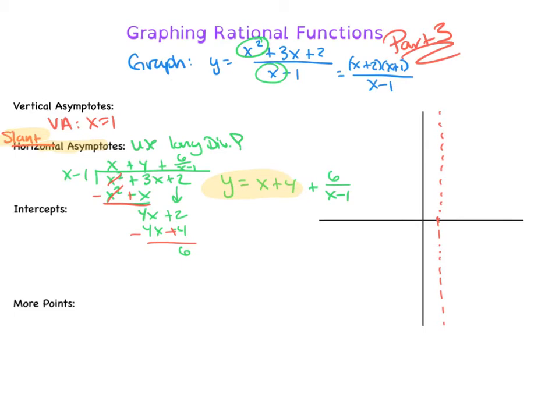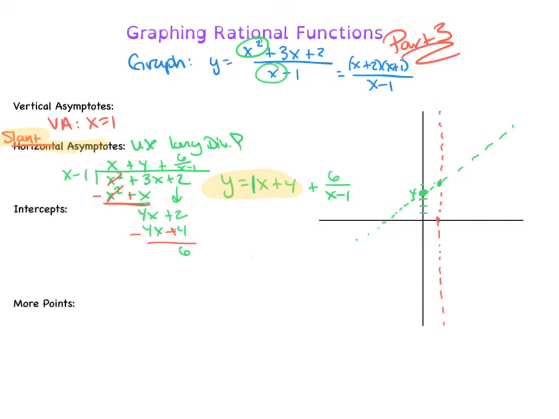So now we need to graph y equals x plus 4. That's a line. The y-intercept is at 4. Slope is 1, so from 4 up 1 over 1 puts us here. Cool, and there's a rough picture of what our graph looks like for our asymptote. Make that a little bit more dashed. That's better.